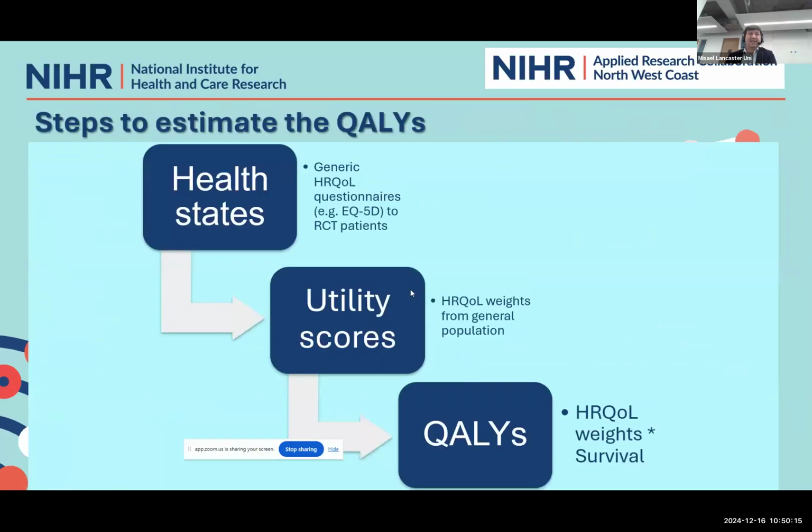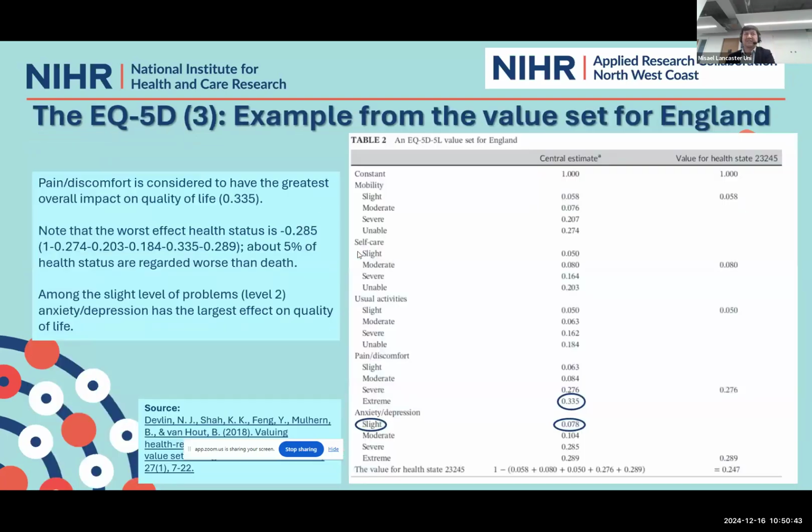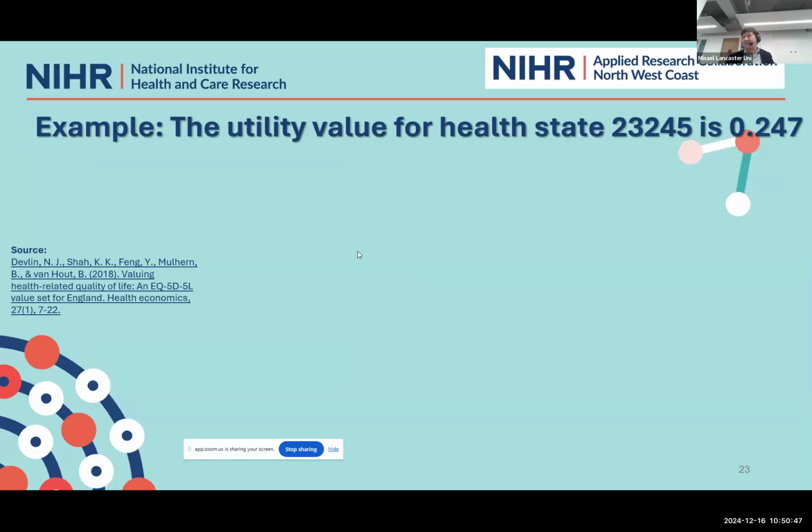Let's just go back. So we have here the health states in the first bit. Those health states come from the intervention, from the drug, from the new technology in the RCT. So each individual in the RCT will fill in this questionnaire. And then we will map each health state to these utility scores, which are in this table. So let's say that somebody marks this sequence: 2 for the first dimension, 3 for the second dimension, and so on, 5 for the fifth dimension, which is anxiety and depression. So how do we estimate the utility value for this state?